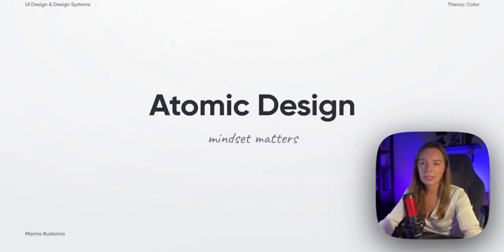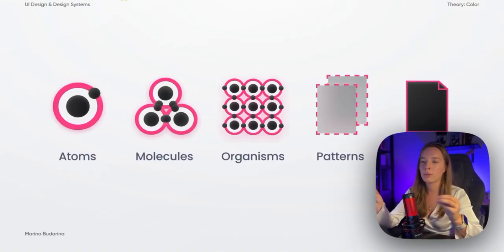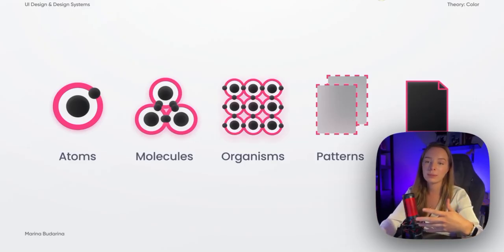Now let's dive into atomic design, because mindset matters, as we mentioned before. Atomic design is like our design toolkit. It breaks design down into smaller usable blocks. It's like atoms coming together to form molecules, then those molecules team up to make even bigger things. This way of thinking keeps things consistent, helps us work faster, and makes our design grow without getting messy.